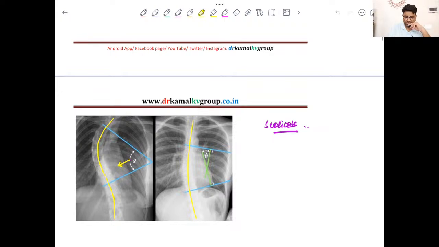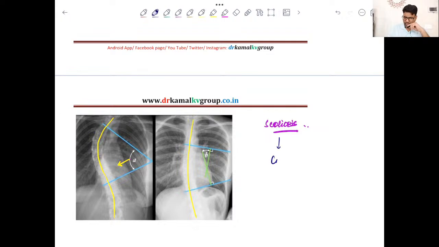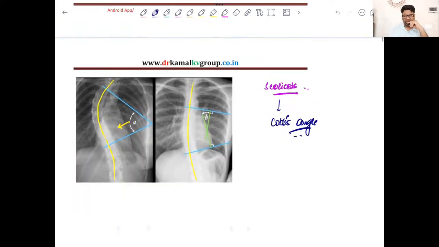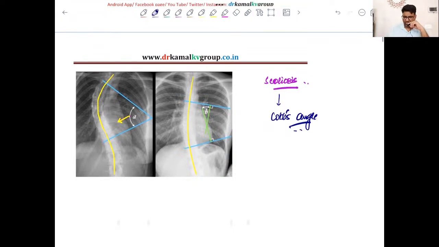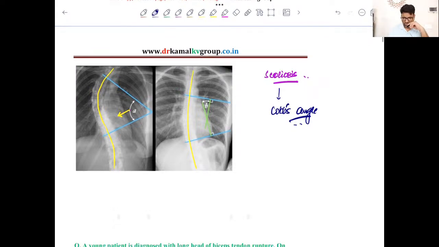KK, not Adam's apple. This is Cobb's angle, right? Clear? So this is Cobb's angle between the primary and the secondary curvature of the vertebral column in a case of scoliosis, right? It's just a numerical measurement of the curvatures or the deformity between the primary and the secondary curvature of scoliosis. So just remember the name, Cobb's angle, for scoliosis. Okay, no problem.